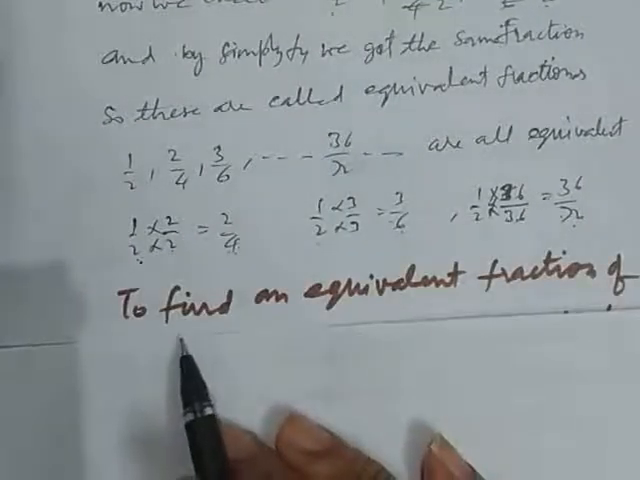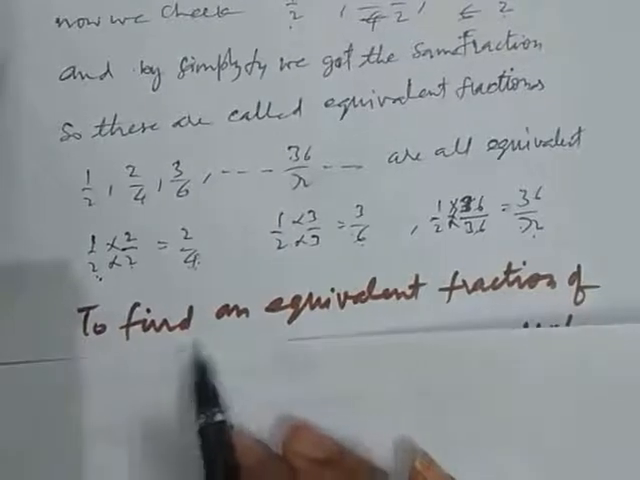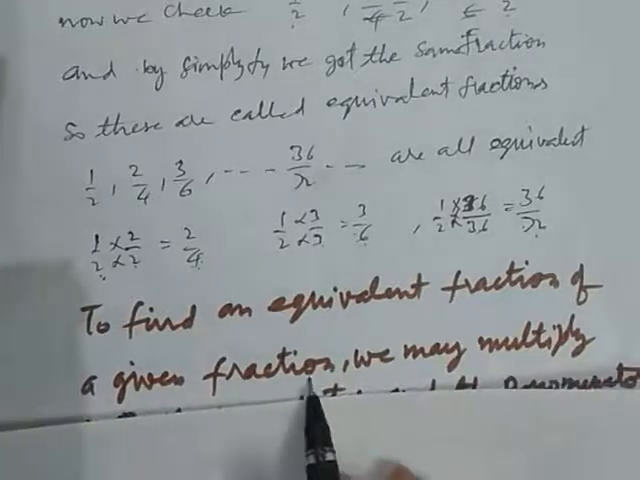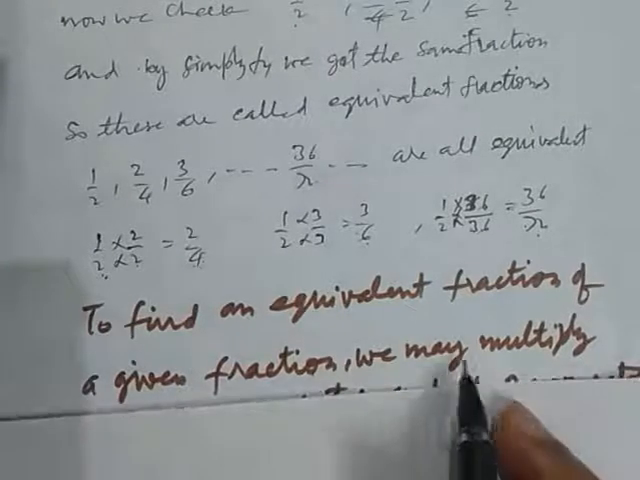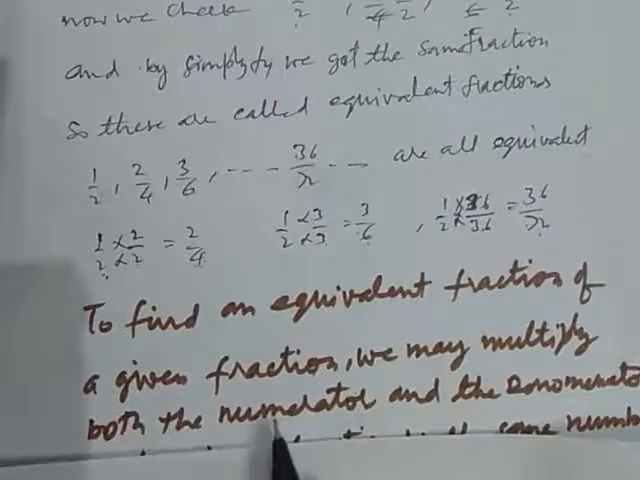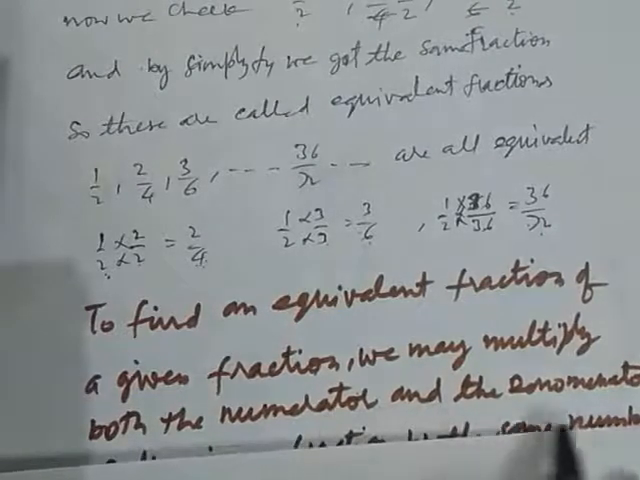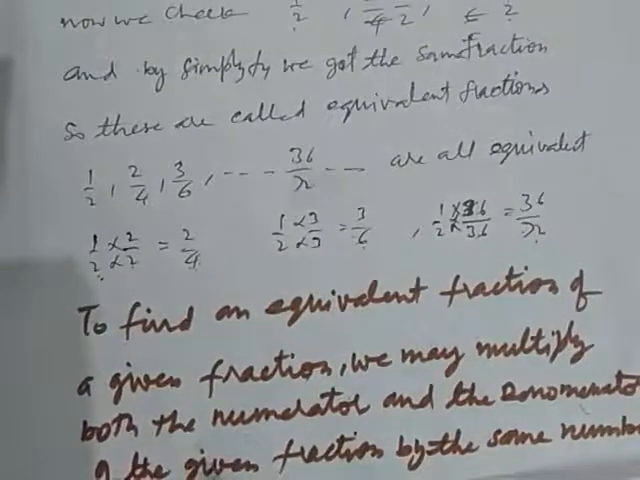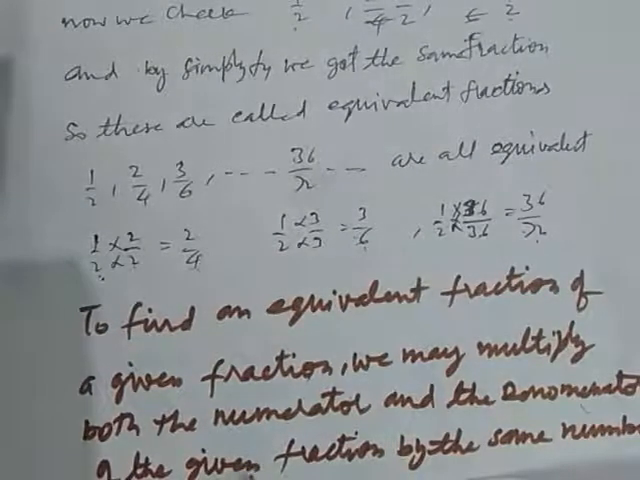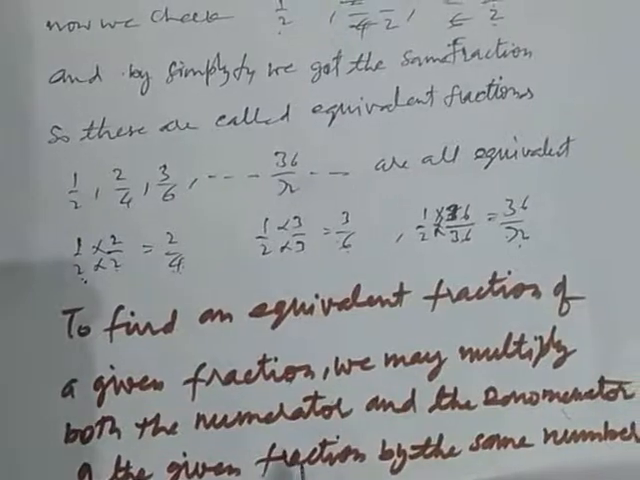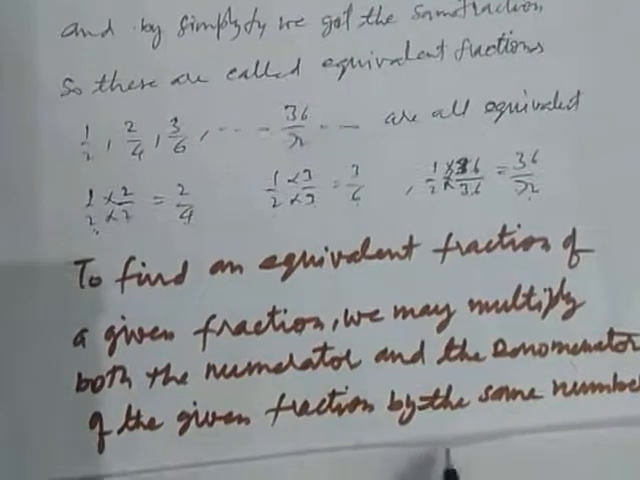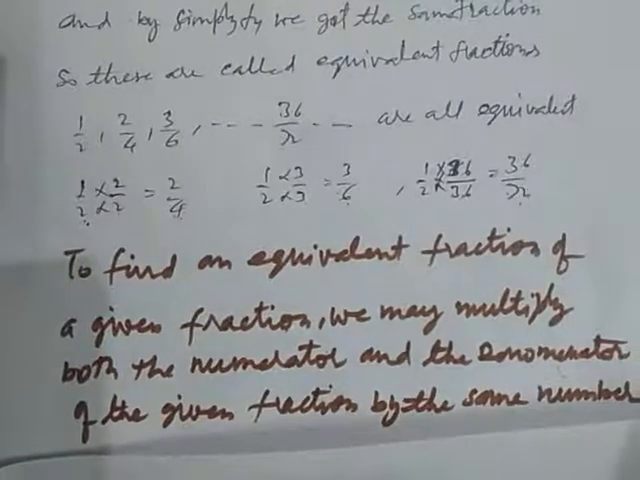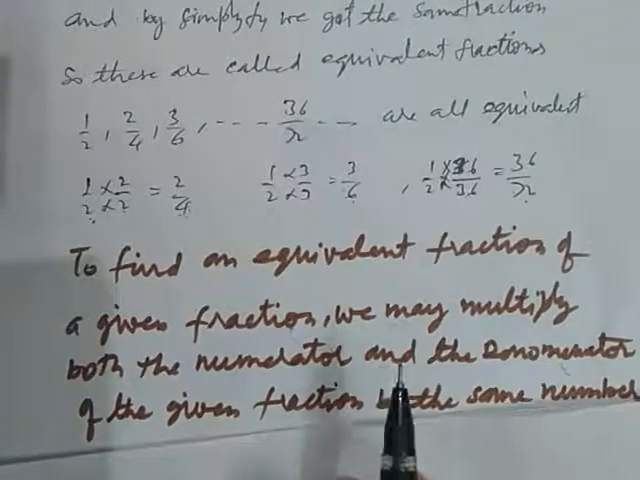So what is our conclusion? To find an equivalent fraction of a given fraction, we may multiply both the numerator and the denominator of the given fraction by the same number. Okay, so we get the equivalent fraction. This is the technique, so learn this.